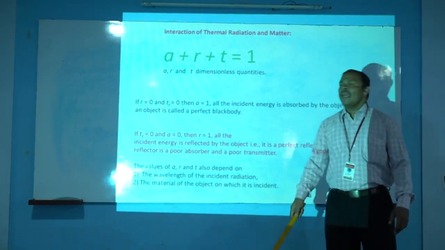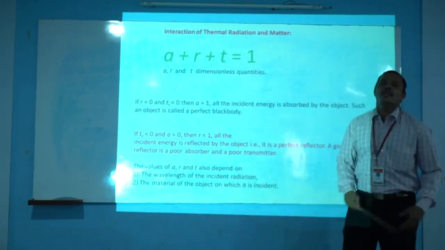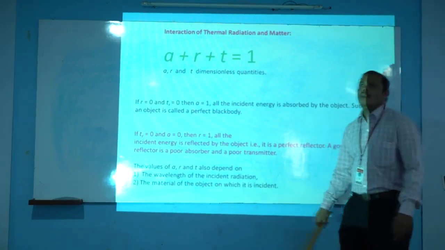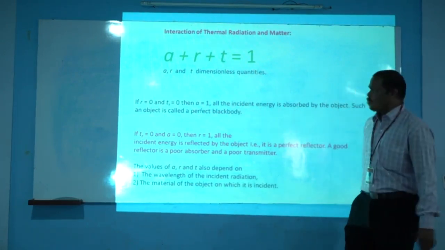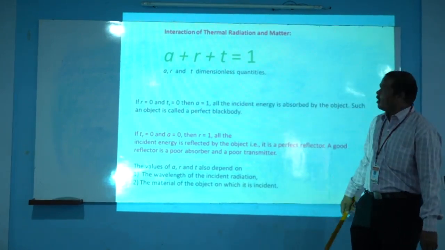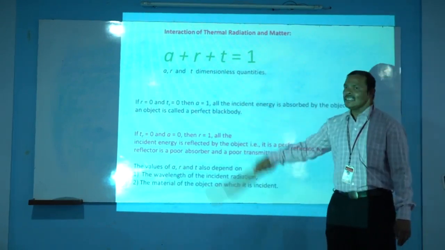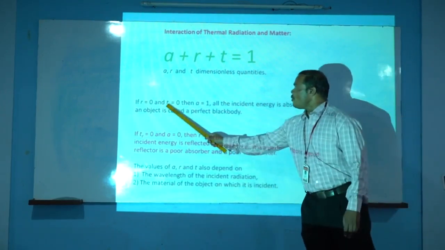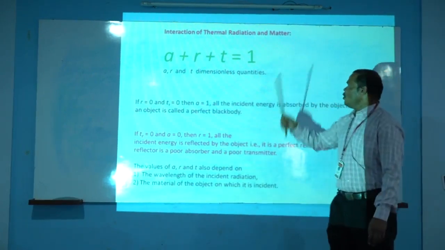We know that the coefficients of absorption, reflection and transmission are ratios of similar quantities, and that is why they are unitless, also dimensionless, quantities. The physical significance of the equation A plus R plus T equals 1 is that if the coefficient of reflection is 0 and the coefficient of transmittance is 0, then the coefficient of absorption A equals 1.